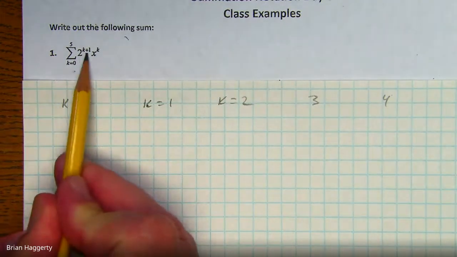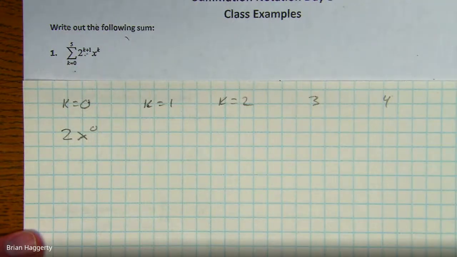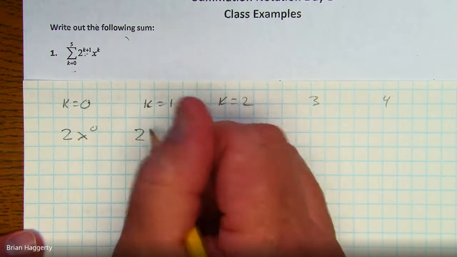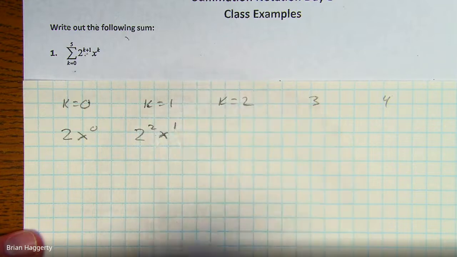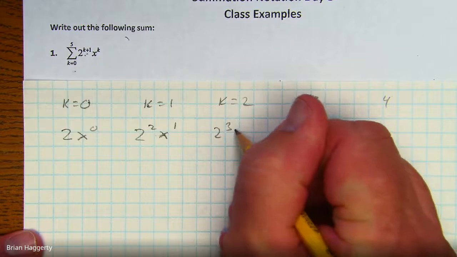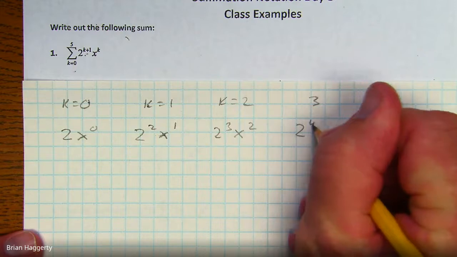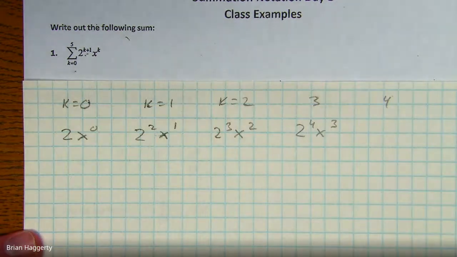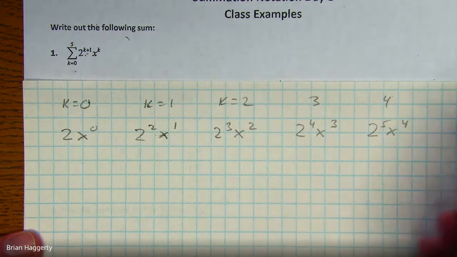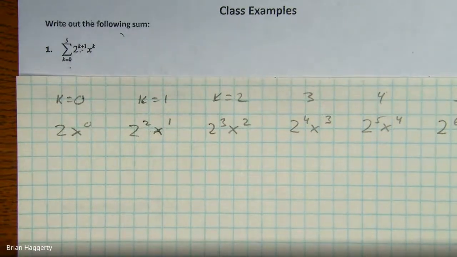So when we plug in a 0, we get 2 to the 0 plus 1, or 2 to the first, x to the 0. Plug in a 1, we get a 2 to the second, x to the first. Plug in a 2, we get 2 to the third, x squared. Plug in a 3, 2 to the fourth, x to the third. Plug in a 4, 2 to the fifth, x to the fourth. And then 2 to the sixth, x to the fifth. Oop, ran off the screen a little bit there.